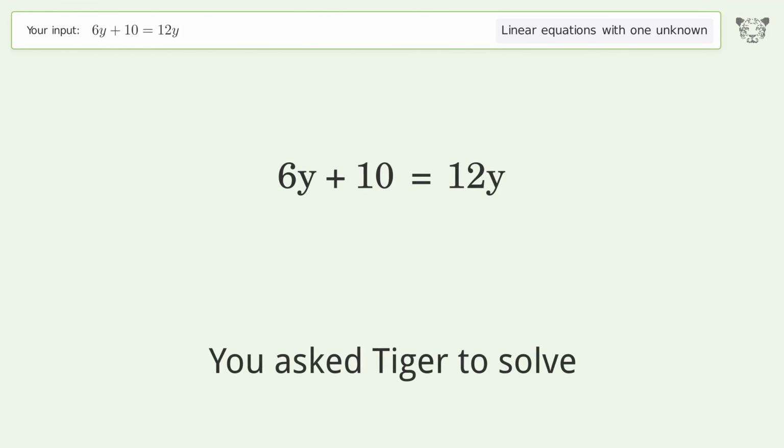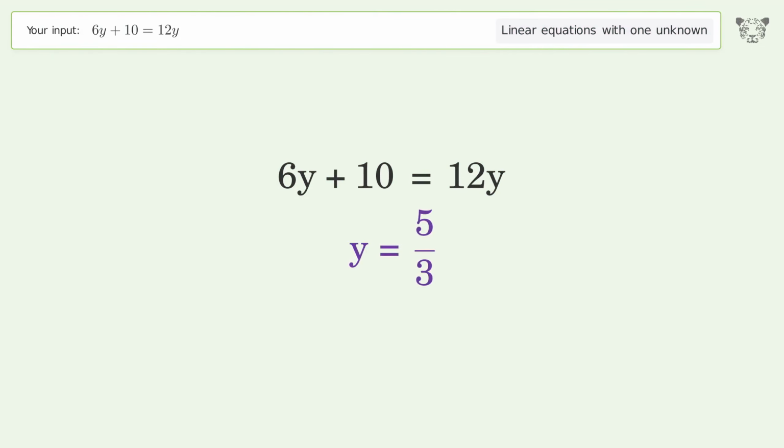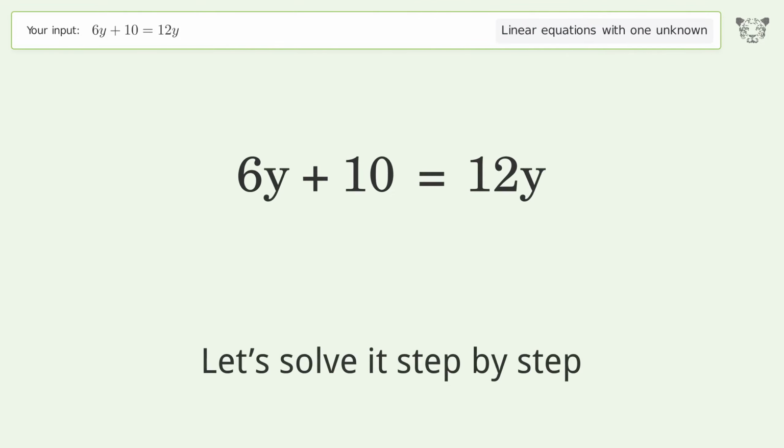You ask Tiger to solve this. This deals with linear equations with one unknown. The final result is y equals 5/3. Let's solve it step by step.